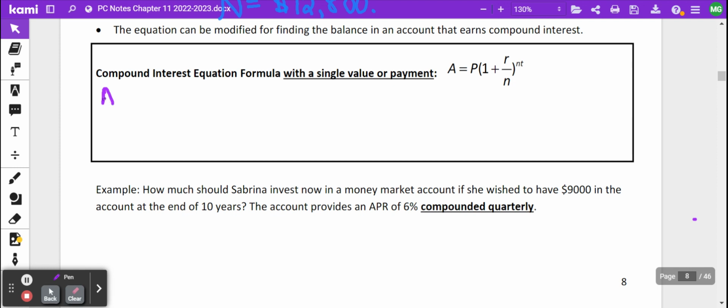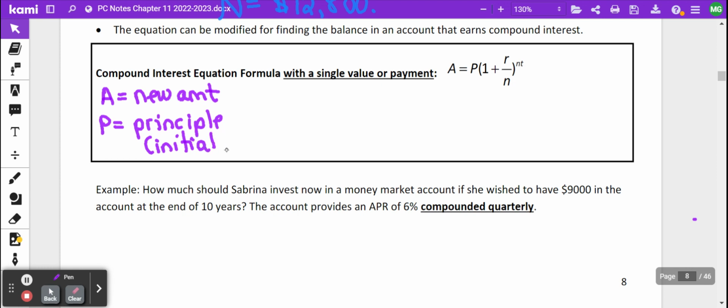So let's go through our variables. A will be the new amount of money that we're going to have after a certain amount of time. P is what we call the principal, which is the initial amount. It's the amount that you're putting in, okay? So just like in the previous equation, n sub 0 was the initial amount. Well, now we're calling it P for principal because we're dealing with money. R will be the rate, and again, we have to go percent to decimal, just like we did in the previous problem.